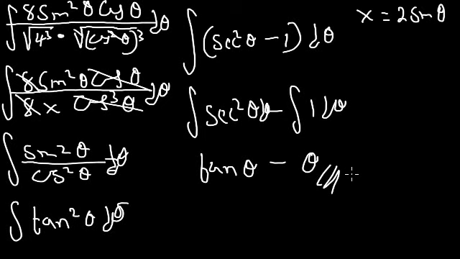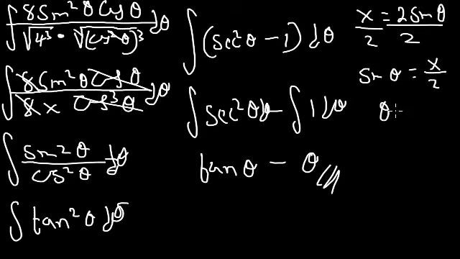However, this won't be our final answer, because we need our answer in terms of x. So how can we do that? Now back to this, like I said earlier, we can use this to solve for theta. If I divide both sides by 2, we can clearly see that sine theta is equal to x over 2, and theta will be equal to sine inverse of x over 2. So I'm just going to replace theta with sine inverse of x over 2.